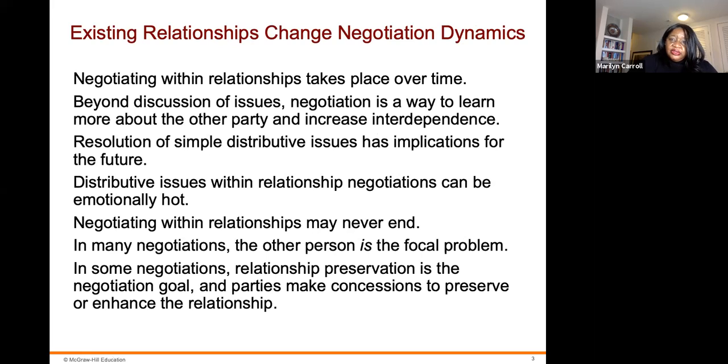So existing relationships change negotiation dynamics. And negotiating in relationships takes place over time. Beyond discussions of issues, negotiation is a way to learn more about the other party and increase interdependence. Resolution of simple distributive issues has implications for the future. Distributive issues within relationship negotiations can be emotionally hot, and negotiation within relationships may never end. In many negotiations, the other person is the focal problem. And in some negotiations, relationship preservation is the negotiation goal. And therefore, parties make concessions to preserve or enhance their relationship.